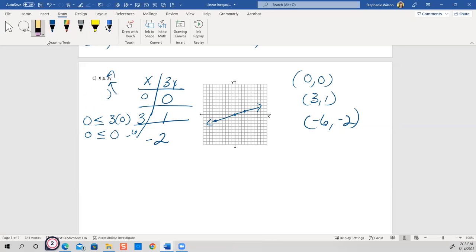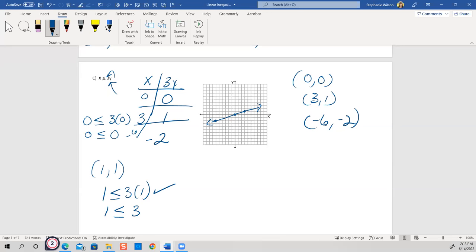And I need to erase that. I went about it wrong right there. Okay, so I'm not going to use that. But what I do see is 1, 1 is not on there. So let's try 1, 1. So I got 1 is less than or equal to 3 times 1. Well, that's true. All right, 1 is less than 3.